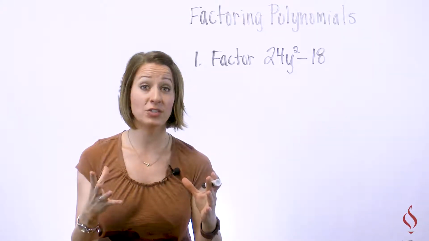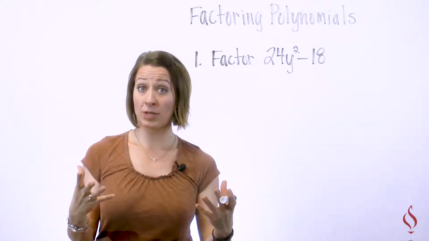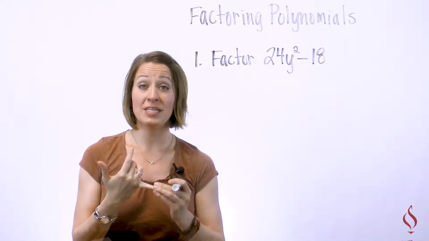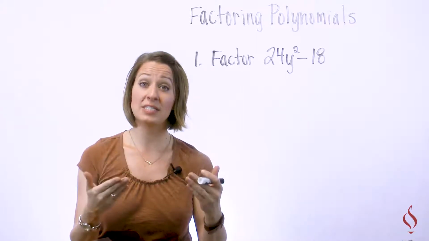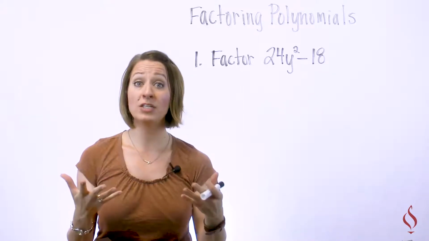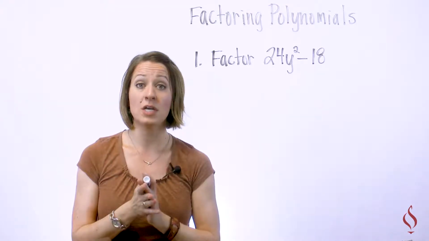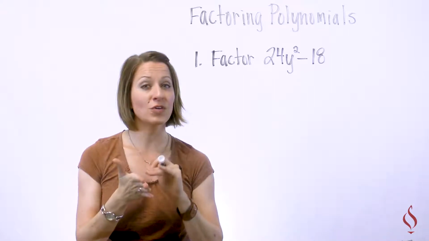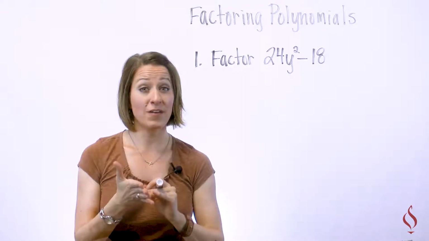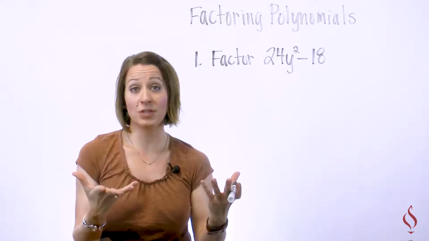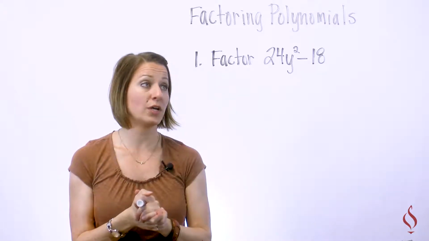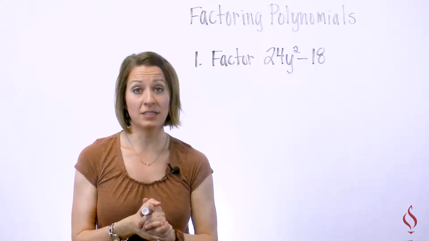Anytime you have a factoring problem or assignment, looking for a greatest common factor is something that you need to do with every single problem. So I'm going to remind you of that throughout the next few videos. But let me just show you first problems that just focus on finding the greatest common factor to complete the problem. So take a look at this first problem. It's 24y squared minus 18.